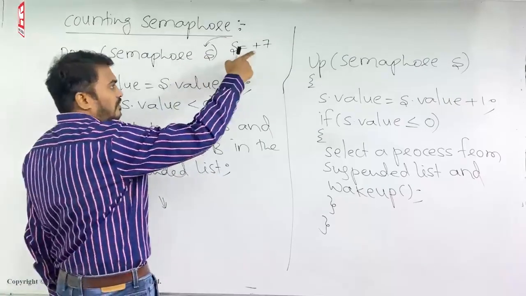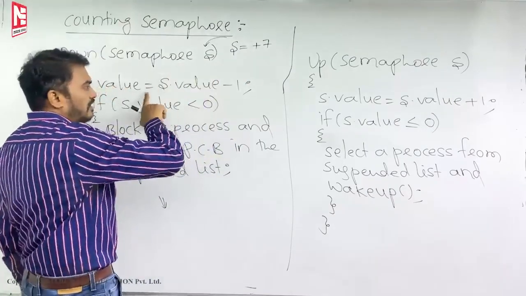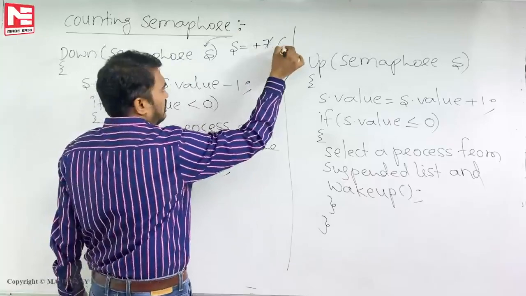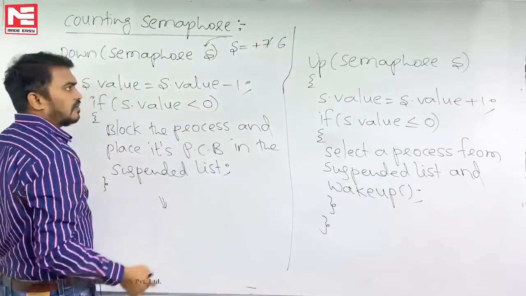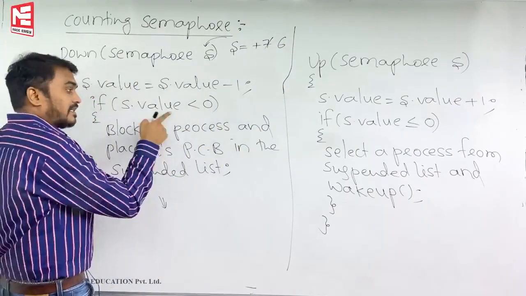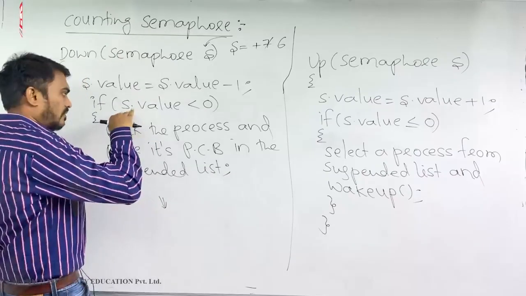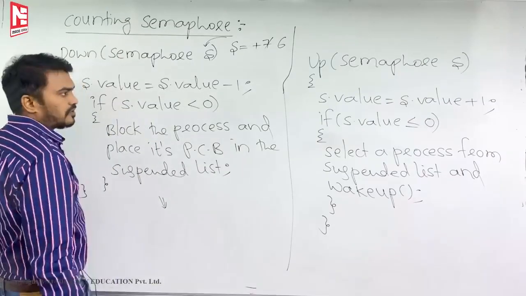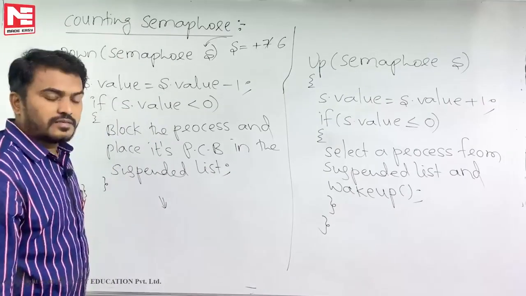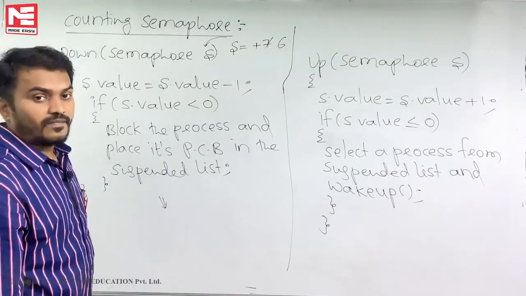So same, reading the semaphore value, that is 7. Decrementing the value by 1, so that becomes 6. Now, 6 less than 0, true or false? False. So if it is false, it will continue further execution. Now tell me, successful or unsuccessful? Successful down operation. Very good.